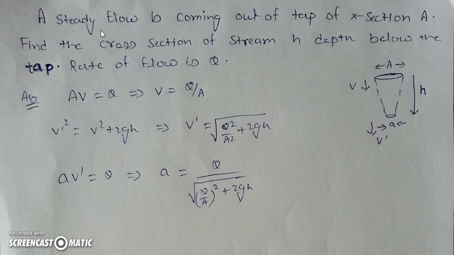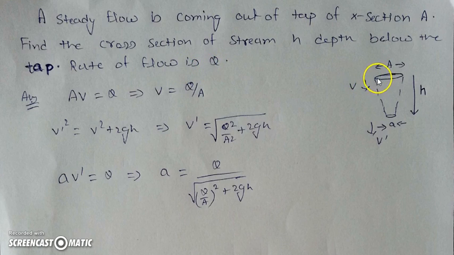Another important example of the equation of continuity is a tap having cross-sectional area capital A, out of which water is flowing with a steady flow, and we have to find the cross section of that flow after it has fallen through a height h. That is the face of the tap, and water is falling from this point and getting narrowed down. When it has fallen through a height h, we have to find this small cross section. Rate of flow is given.